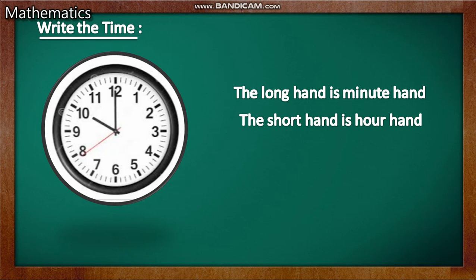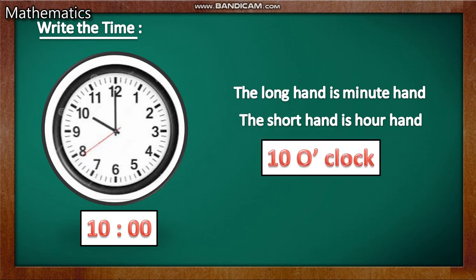Then which o'clock? We want to find where the short hand is. That is 10. So the time is 10 o'clock. In numbers, you can write it this way, 10, two dots, and two zeros. In words you may say 10 o'clock. So study that. If the long hand is in 12, that is o'clock.